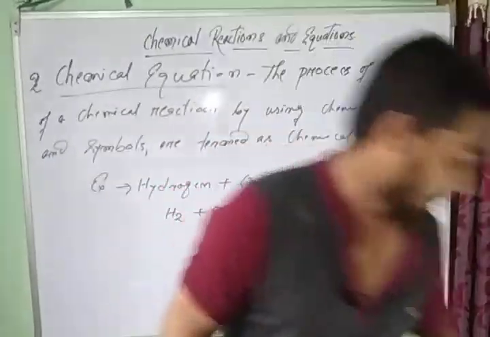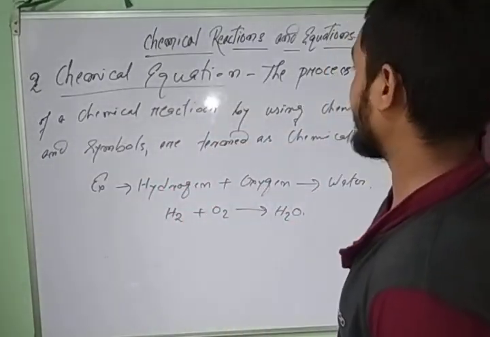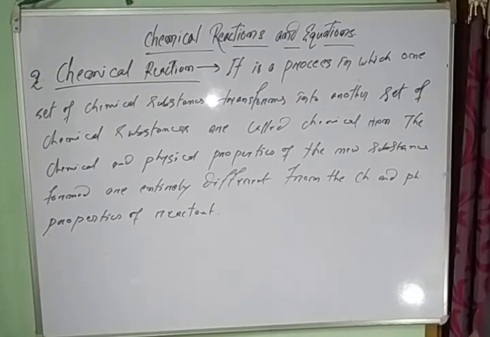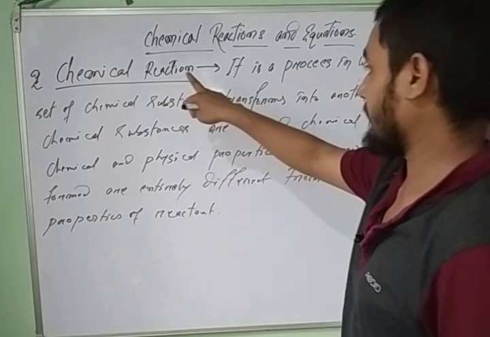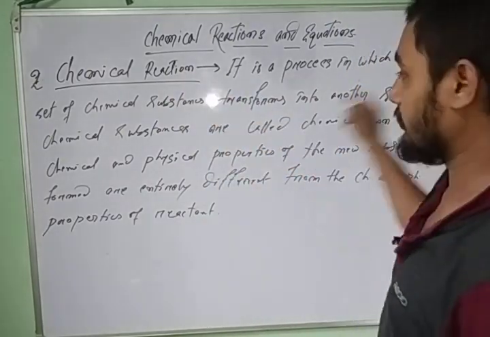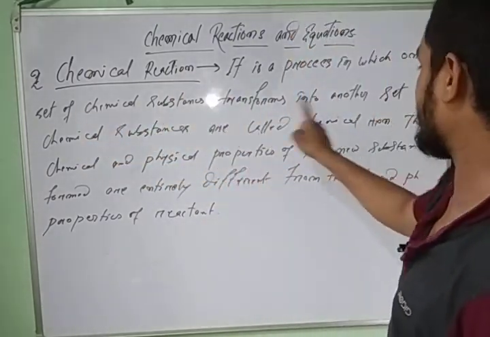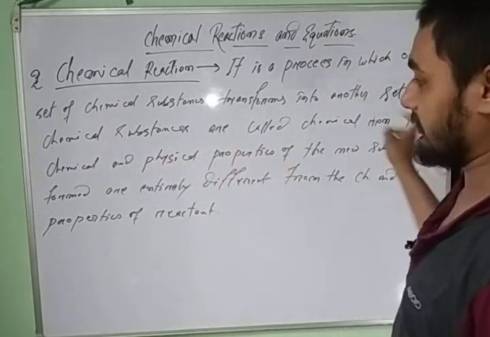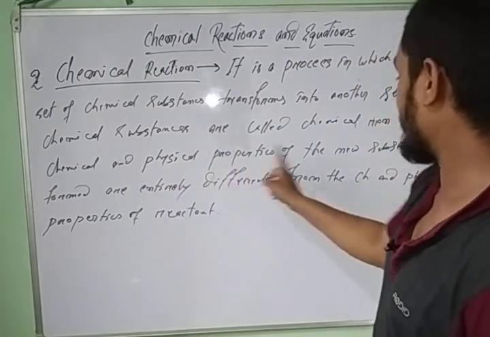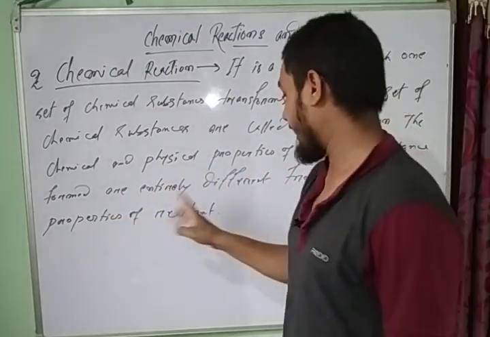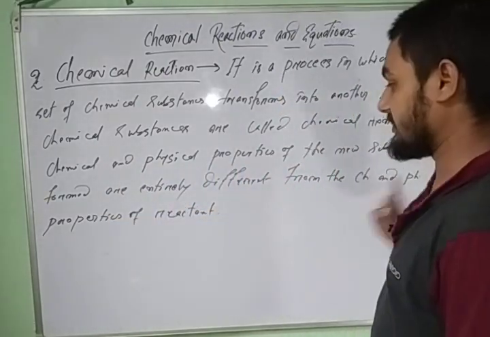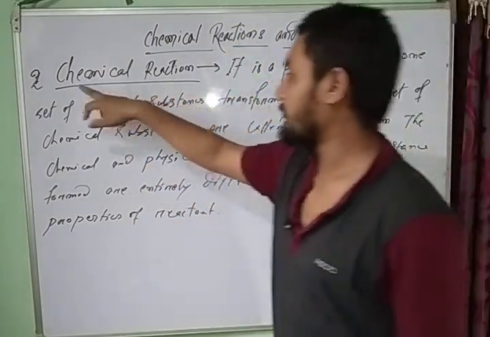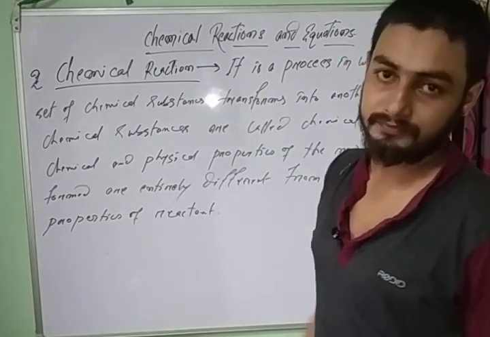One thing I forgot is to give you the definition of chemical reaction. So this is the definition of chemical reaction. It is a process in which one set of chemical substances is transformed into another set of chemical substances. The chemical and physical properties of the new substances formed are entirely different from the chemical and physical properties of the reactant. You just write it just before the chemical equation. Okay.